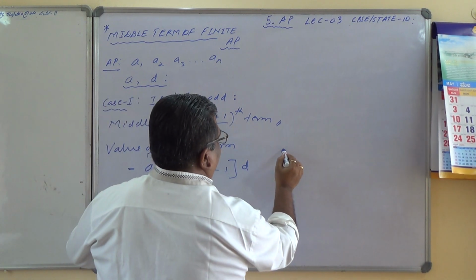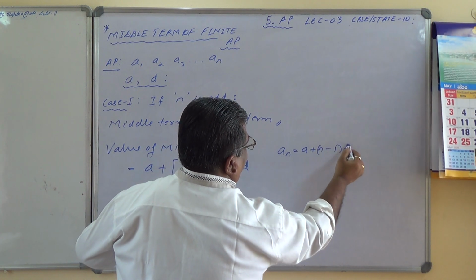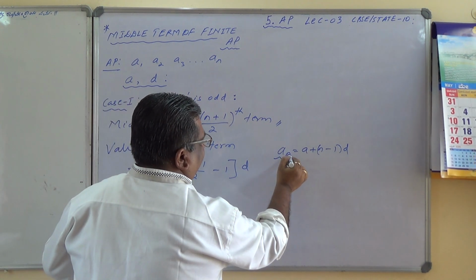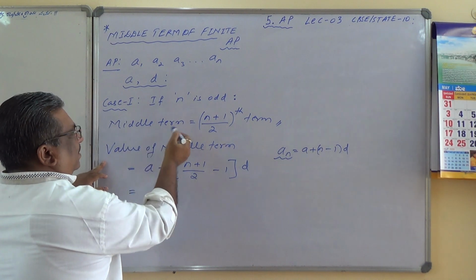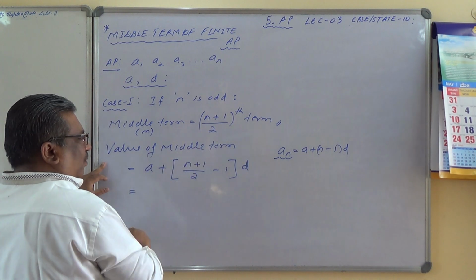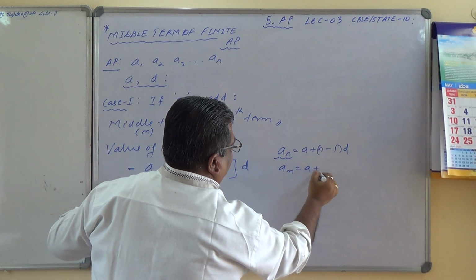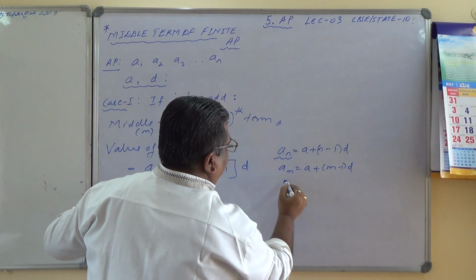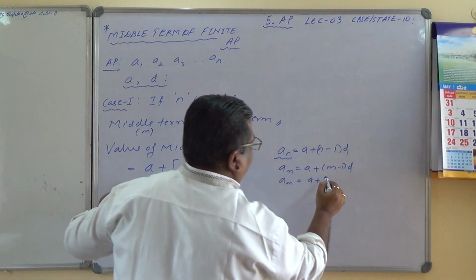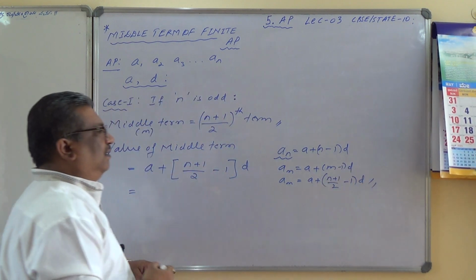See here once again. Generally an is equal to a plus n minus 1 into D. Correct? Now this is the middle term. In this n here, if I write the middle term as m, suppose I represent it as m over here, this m is equal to n plus 1 by 2. In this case, am is the value of the middle term, a plus m minus 1 into D. So am equals a plus, what is the value of m here? M is n plus 1 by 2. N plus 1 by 2 minus 1 into D. This is how exactly.